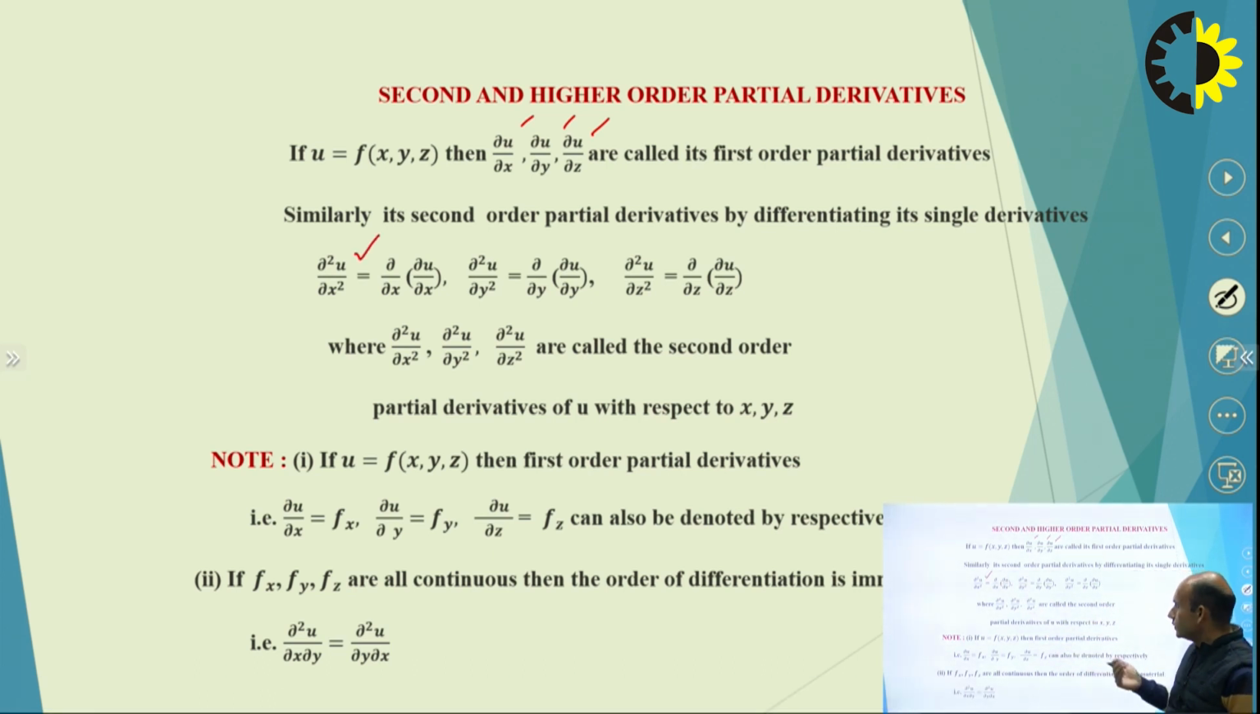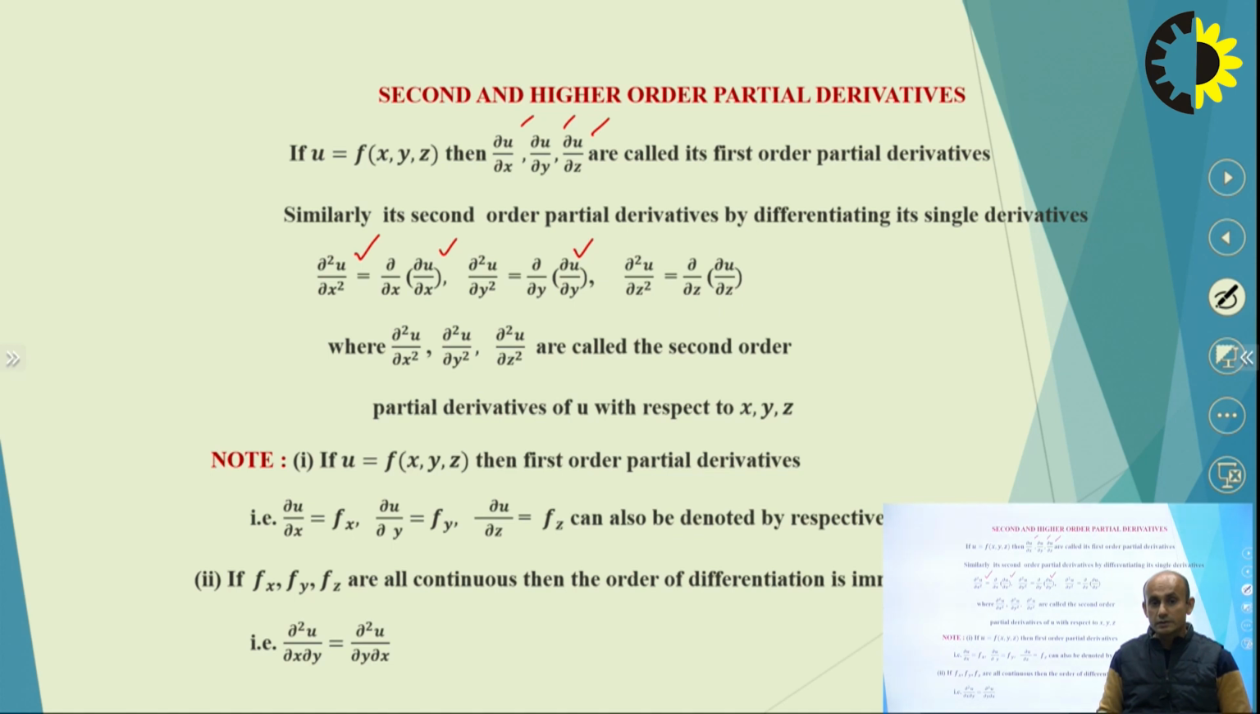So first we have to find del u upon del x, it means partial differentiation of the function with respect to x, then again differentiate the function with respect to x. So we get del 2 u upon del x square. And similarly, we have del 2 u upon del y square. So first we have to find del u upon del y, or partial differentiation of the function with respect to y, then again we have to differentiate the function with respect to y partially.